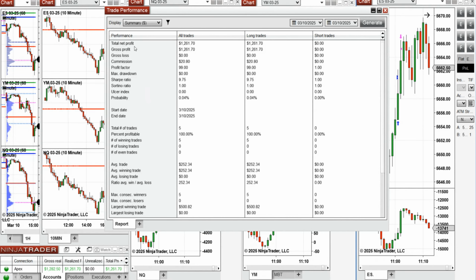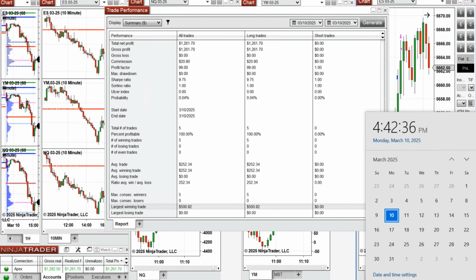So these are the stats on this account that you see. It was positive with a profit factor of 99, which is infinite and cannot be calculated because we reached a 100% win rate from the 5 long positions taken, with an average winning trade of $252 and the largest winning trade of $500. So that's a summary of some of the trades that I have taken on the futures prop firm accounts.